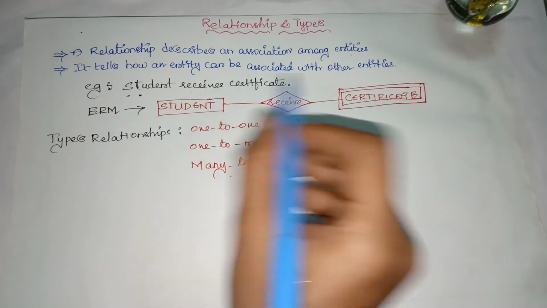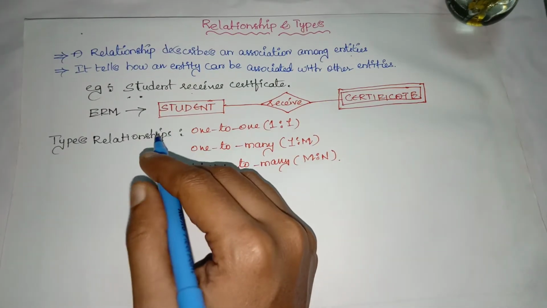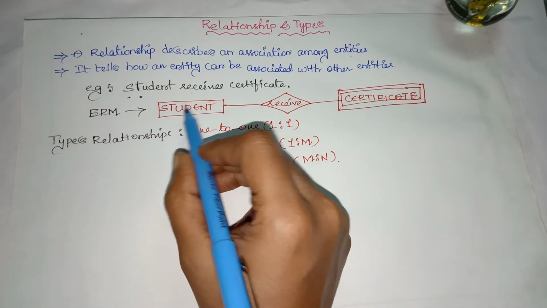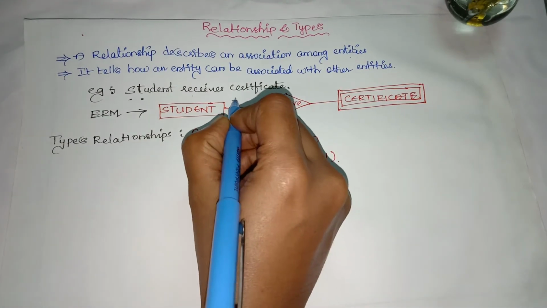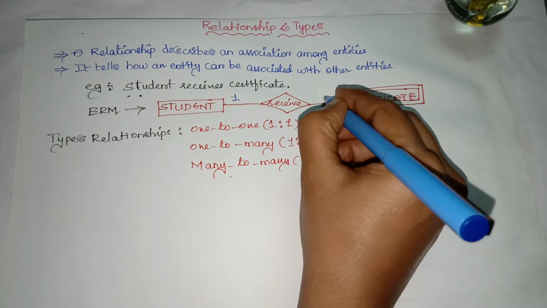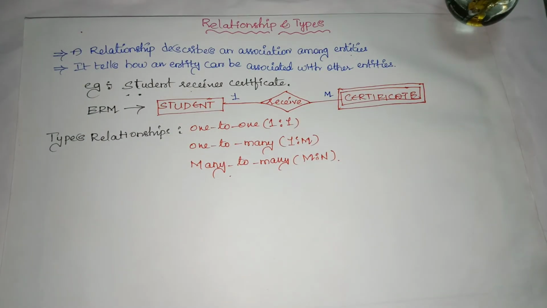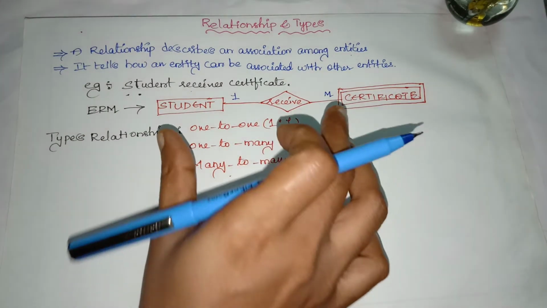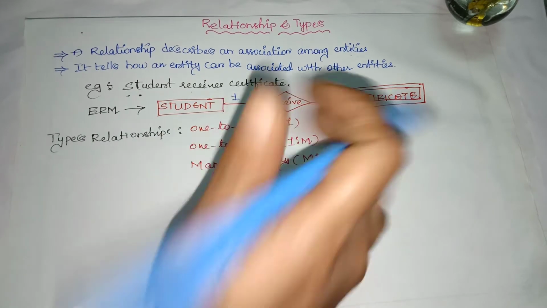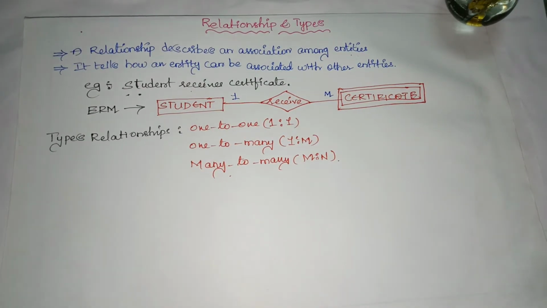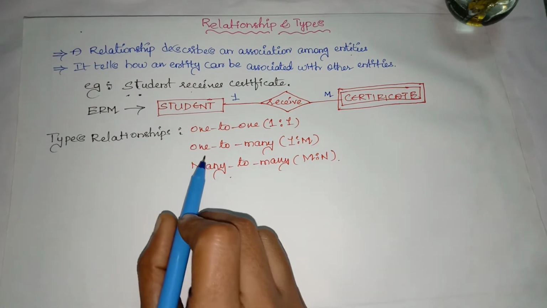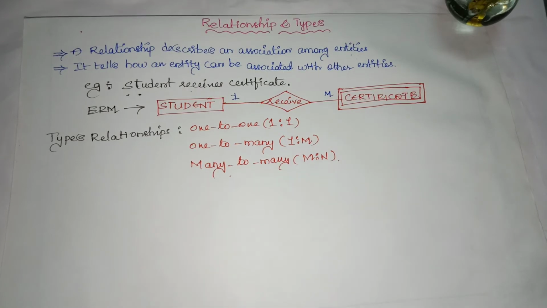And what is the relationship between these two? We can identify that one student may receive any number of certificates, one and many certificates. Identifying this type of relationship depends on the types of relationships. So data models use three types of relationships. They are one-to-one, one-to-many, and many-to-many.